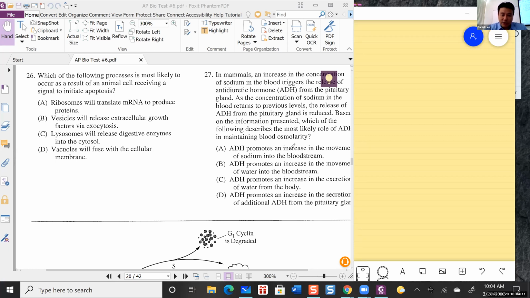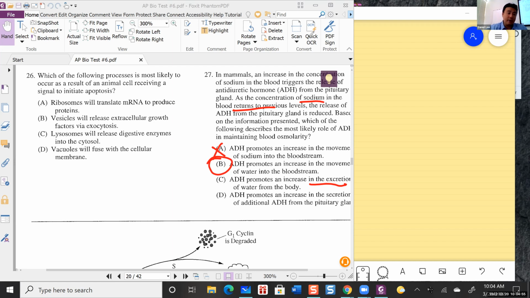So you see, this option says ADH promotes an increase in the movement of sodium. Now that is counter to what was said. You have high sodium, you release ADH, so your sodium level drops. This is the opposite of what the information says. B, ADH promotes the increase in movement of water into the bloodstream. That's probably the best answer because that's how they dilute blood osmolarity, by getting water into the blood. And it is not C, you don't want to excrete water. If you excrete water, your blood becomes more salty, sodium concentration will be even higher. So B is the best logical answer.